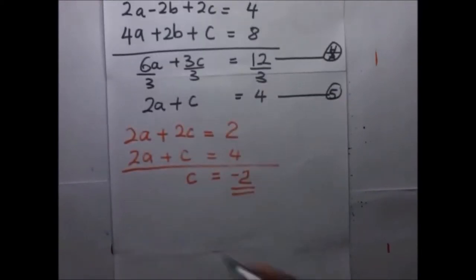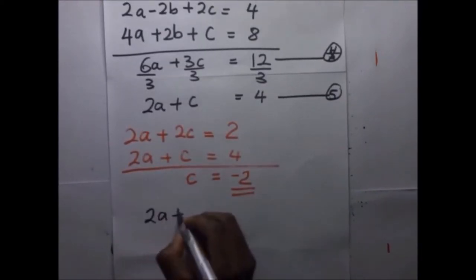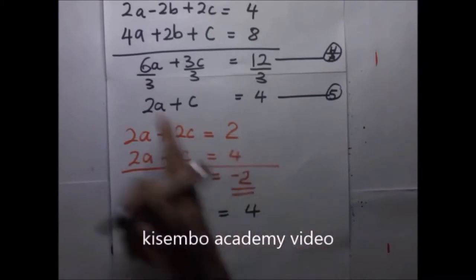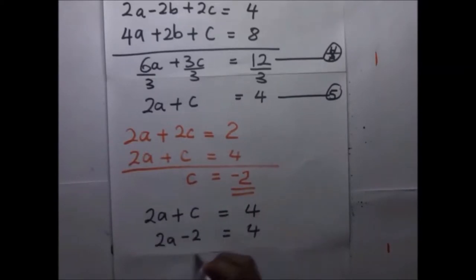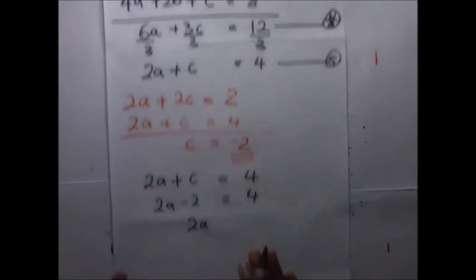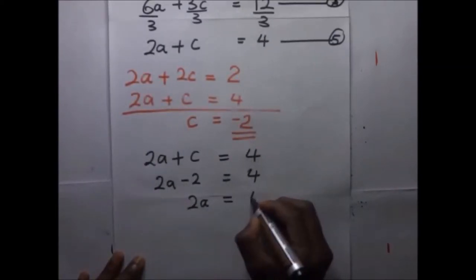Our value of A will be, 2A plus C is going to give us 4 from that equation. So the value of C here, C is negative 2, so we say 2A minus 2 is giving us 4. 2A definitely is going to become 4 plus 2.